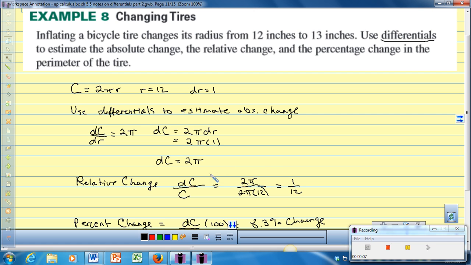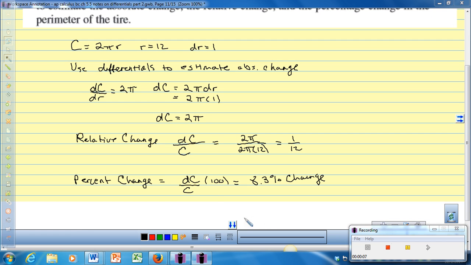Then to do relative change, you take the dc that we got in the first part and put it over the original c, the original circumference. So we have 2 pi over 2 pi r, where r is 12. And we get 1/12 for the relative change. And then the percent change, we take the relative change that we just calculated, 1/12, and we multiply it by 100 to get a percentage, 8.3% change.